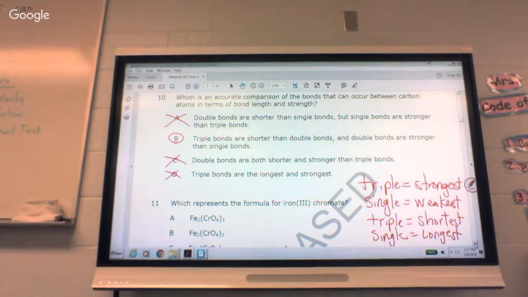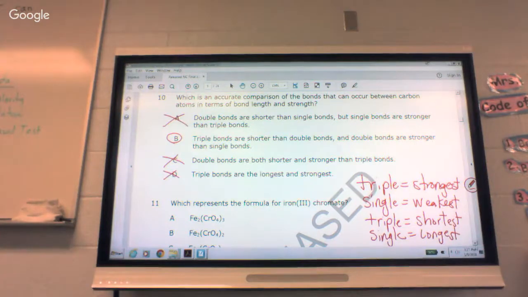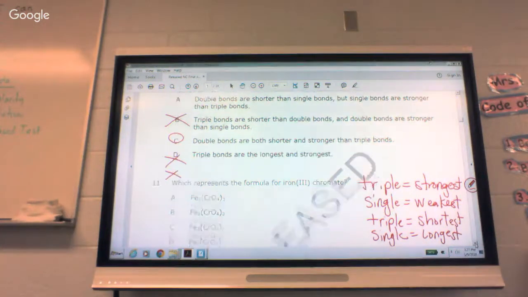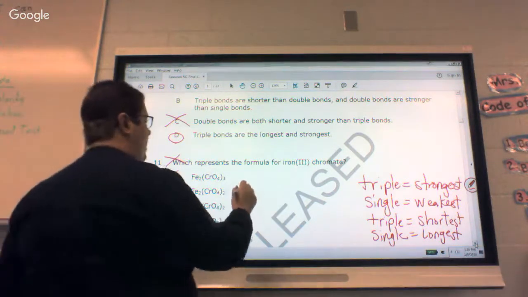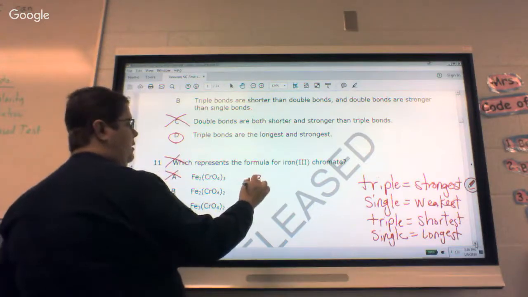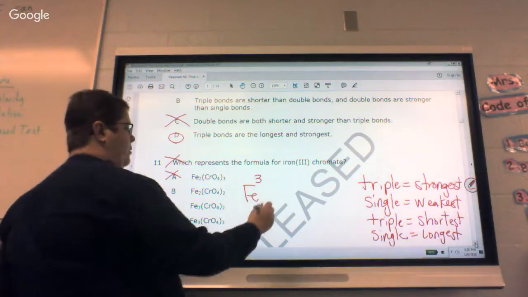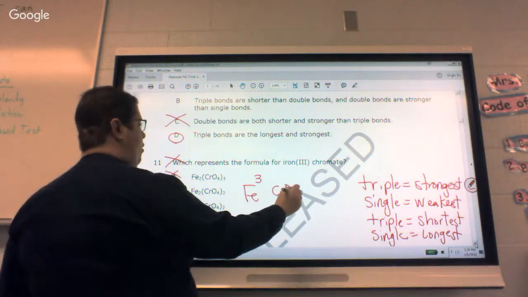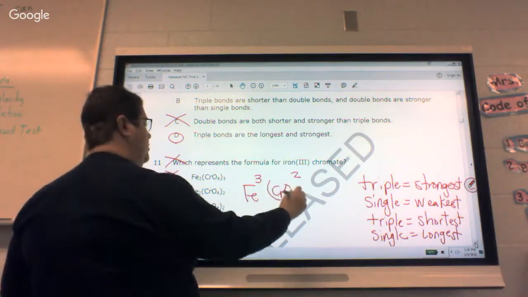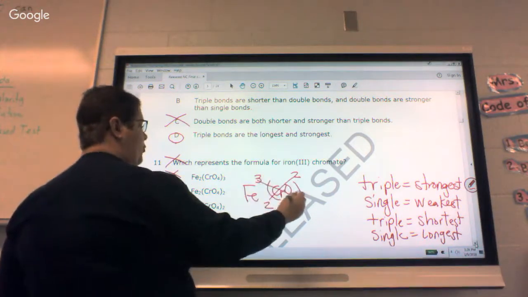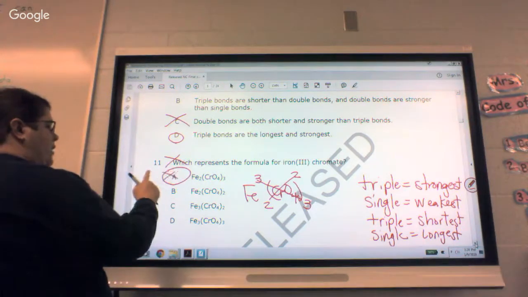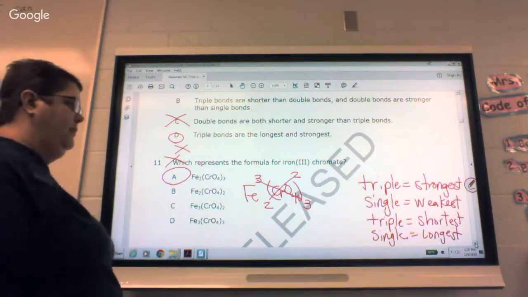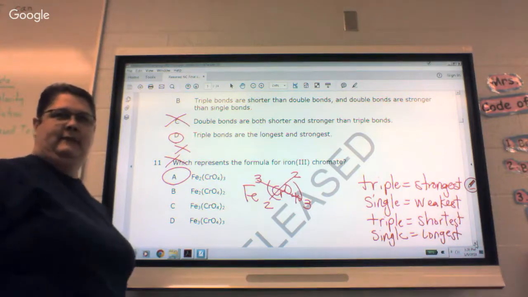Which one represents the formula for iron 3 chromate? Everybody agree with A? Okay, so iron has a Roman numeral 3. That means it's a what? Oxidation number, right? Chromate is CrO4 and it has a 2. Bring your 2 down. Bring your 3 down. And that's why it's A. Everybody good with that? Yeah.